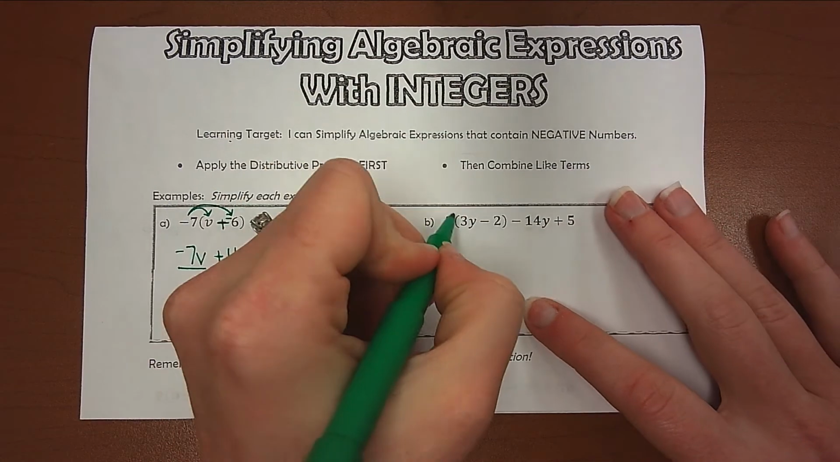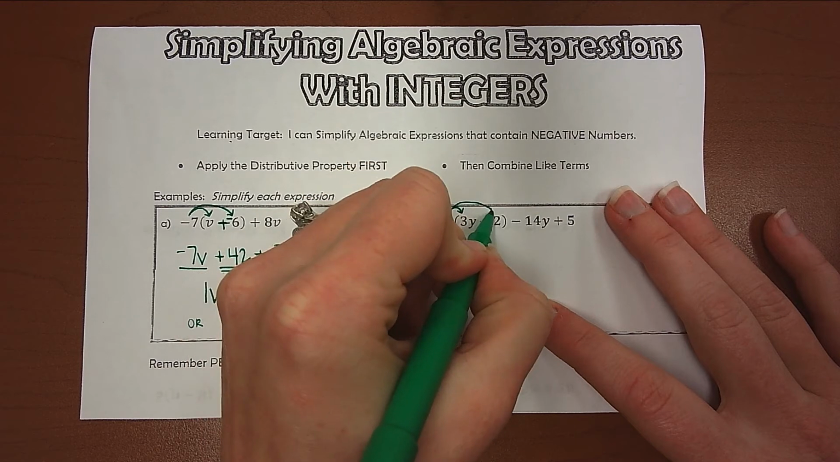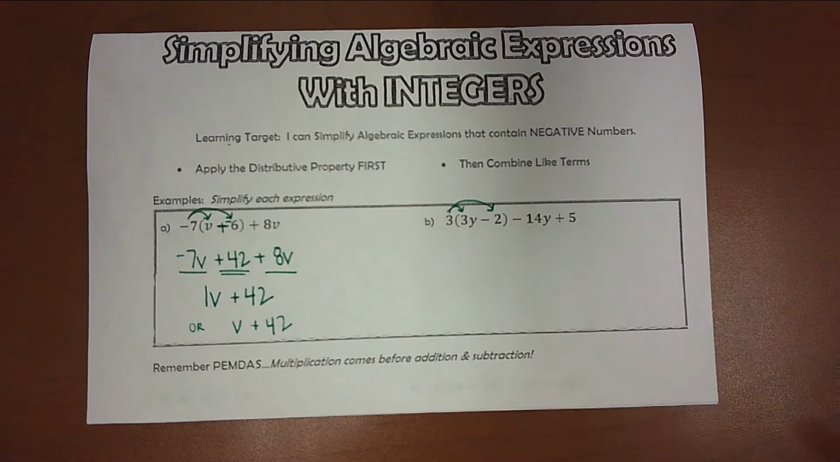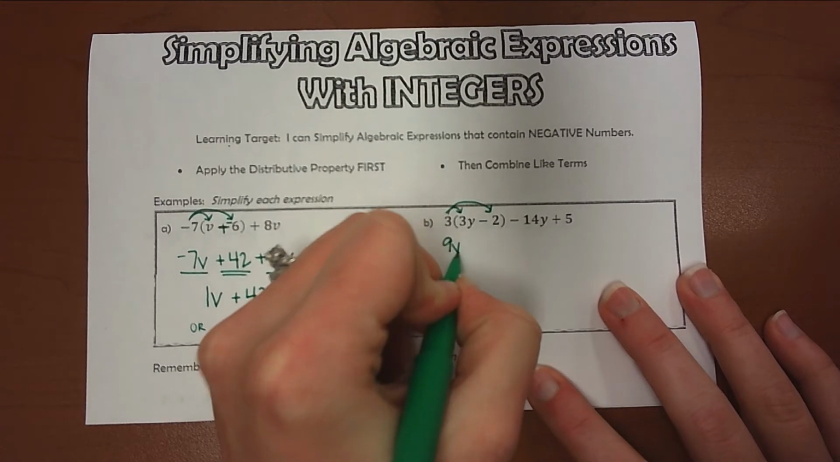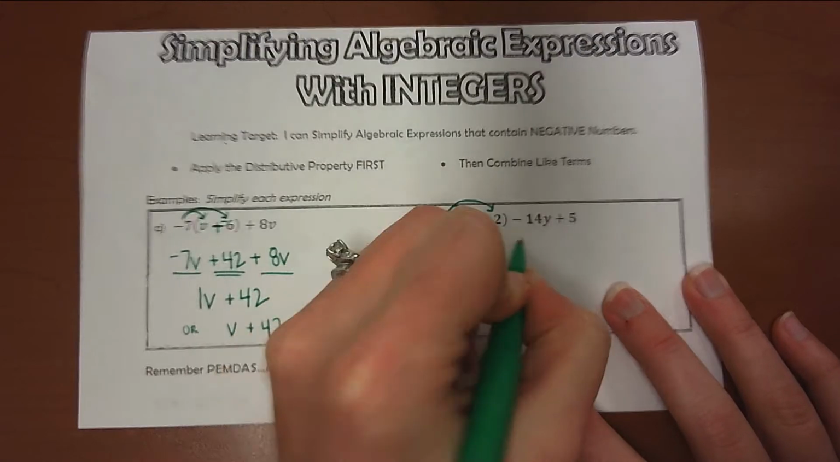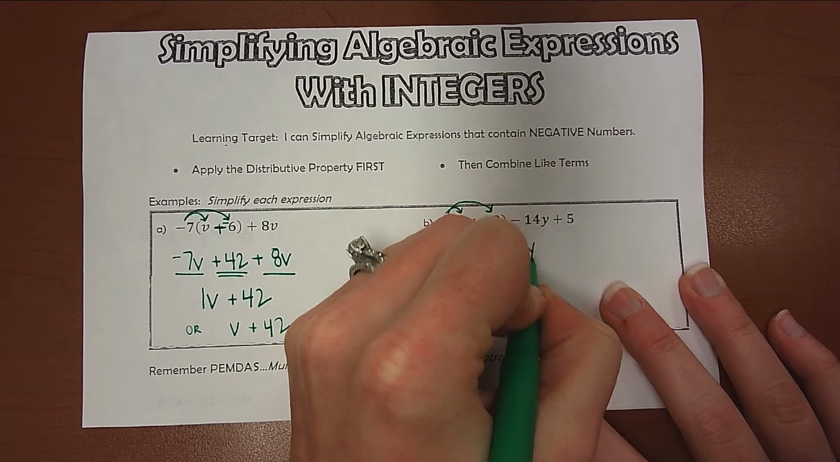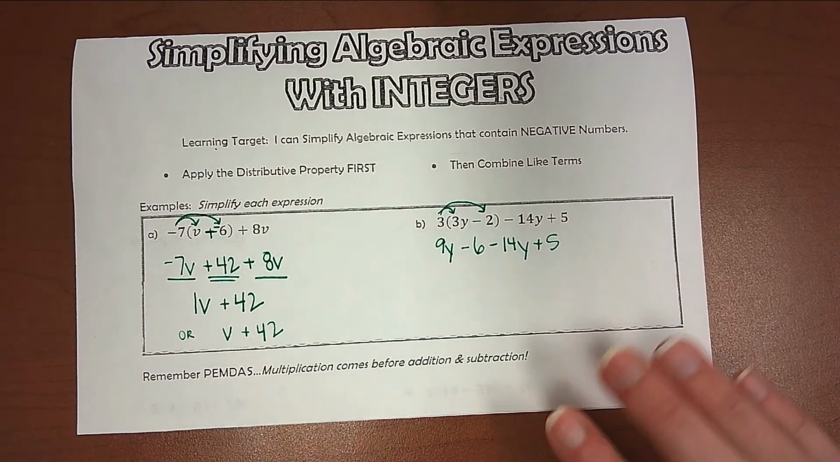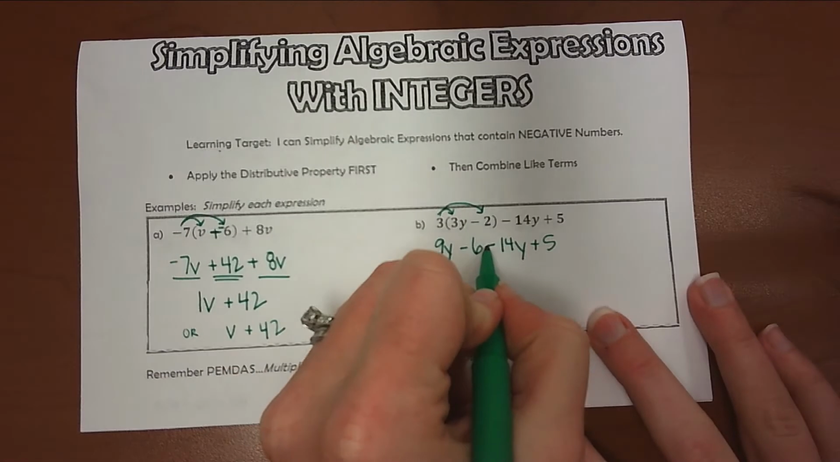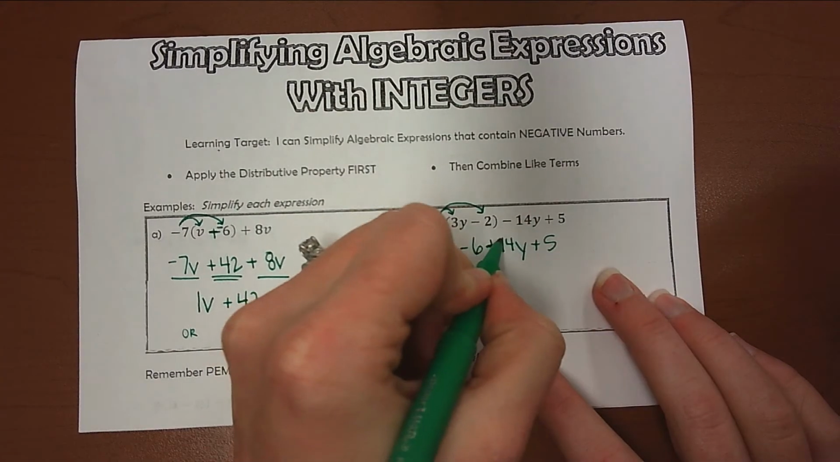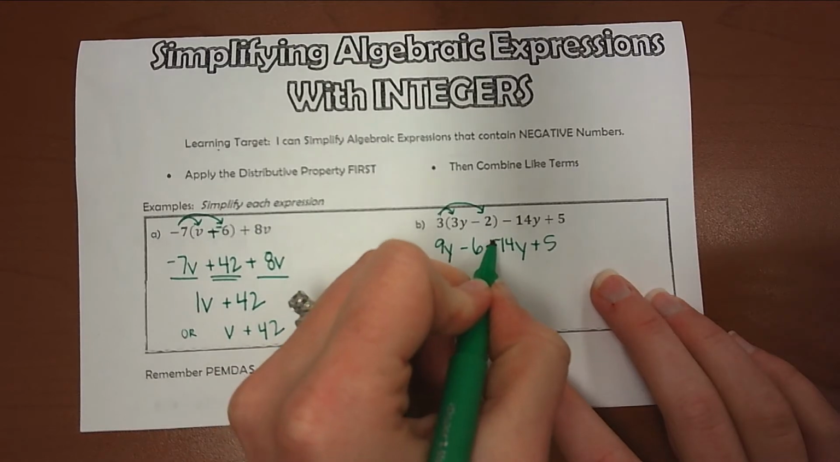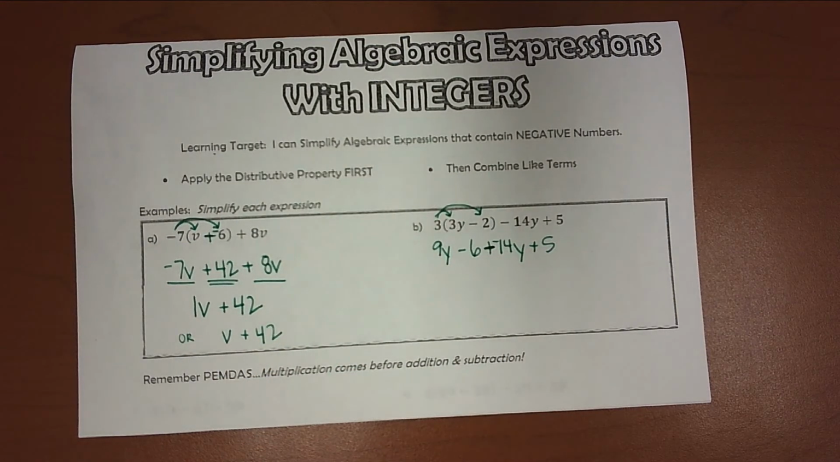On this next example, again, we're going to apply the distributive property first. We're going to take the outside number and multiply it by everything on the inside. 3 times 3y is 9y, minus 3 times 2 is 6, minus 14y, plus 5. Again, we always want to read this subtraction symbol as a negative, or we can copy, change, which means we copy all of that, change, or add the opposite.